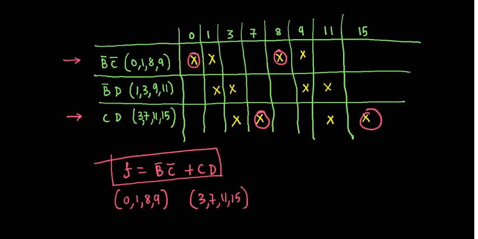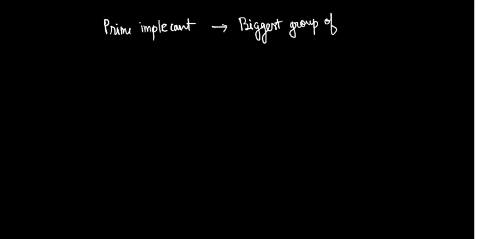A prime implicant, now let me put some technical words. A prime implicant is a group of ones, a bigger group of ones, the largest possible group of ones. It may not be unique. If it is unique, it is called an essential prime implicant.